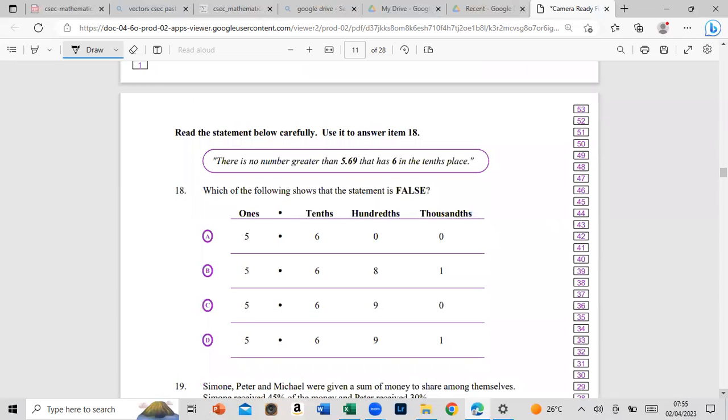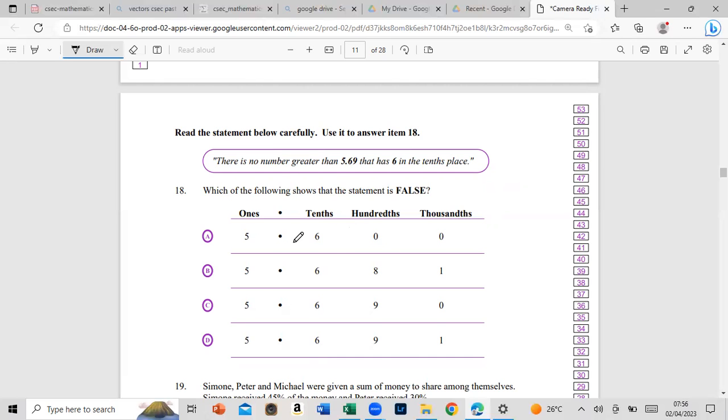For item 18, read the statements below carefully. Use it to answer item 18. There is no greater number than 5.69 and as 6 in the 10th place. Which of the following shows the statement is false? So we're going to look and see which number is greater than 5.69 with 6 in the 10th place. Now all of them, just by quick examination, are in the 10th place. So let us examine which number would be greater.